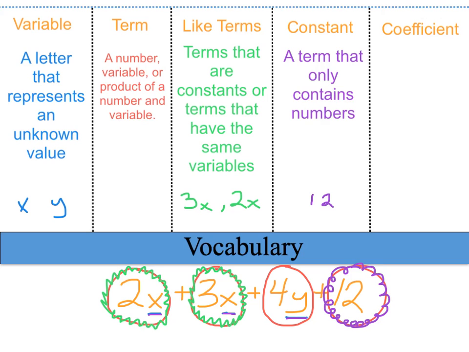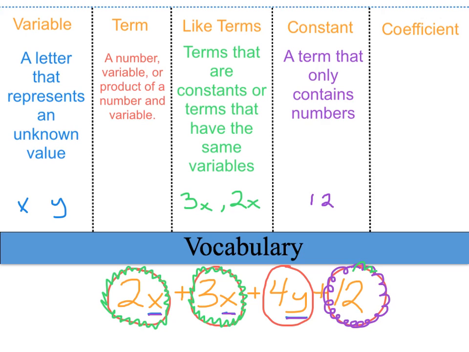The 12 is a constant. But there's not another term that is a constant that it's like with. So I can't say that 12 is a like term because there are no other constant terms in my algebraic expression.